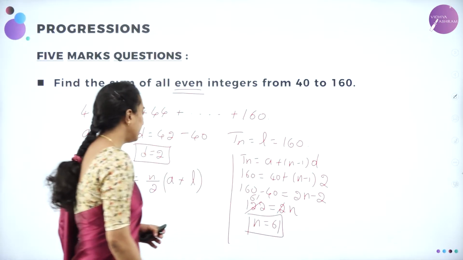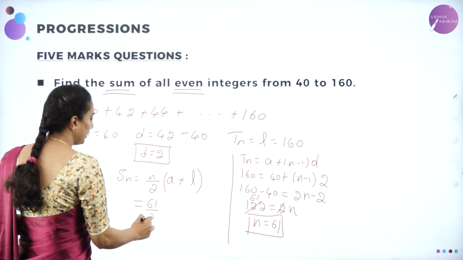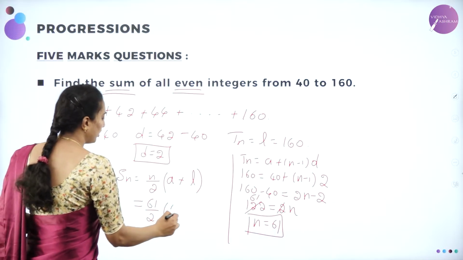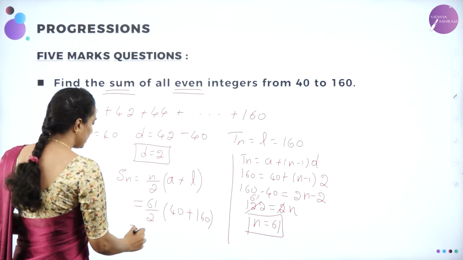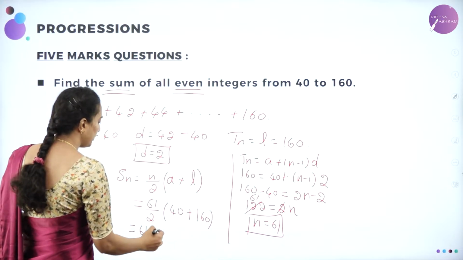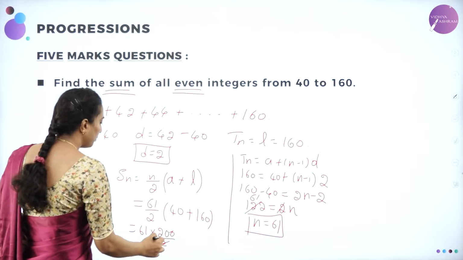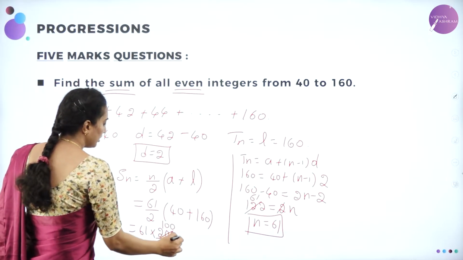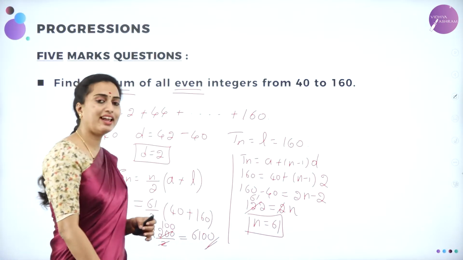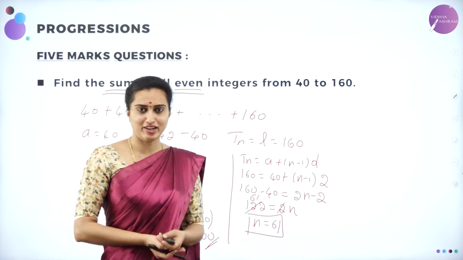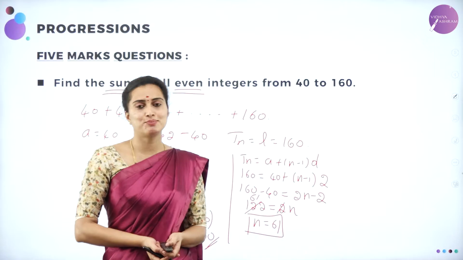Now you got n here, you can substitute n here. So Sn will be is equal to 61 divided by 2 into a plus L. a is 40 plus L is nothing but 160. Therefore, 61 into 160 plus 40 is 200, divided by 2. 2 1s are 2, 2 100s are 200. So 100 into 61 is 6100. That is your Sn. How easy it is to find out, dear students? I hope you got this one. We'll move on to the next problem.